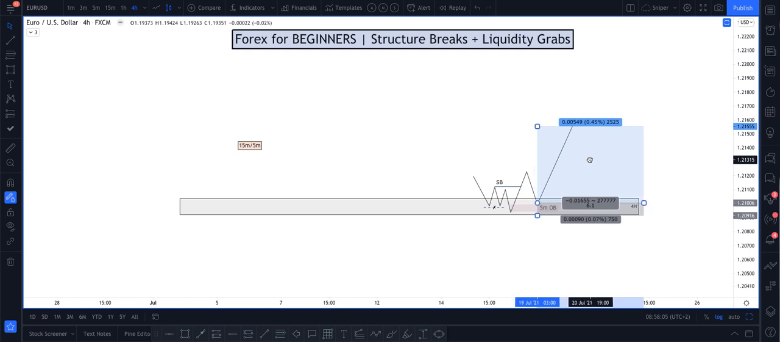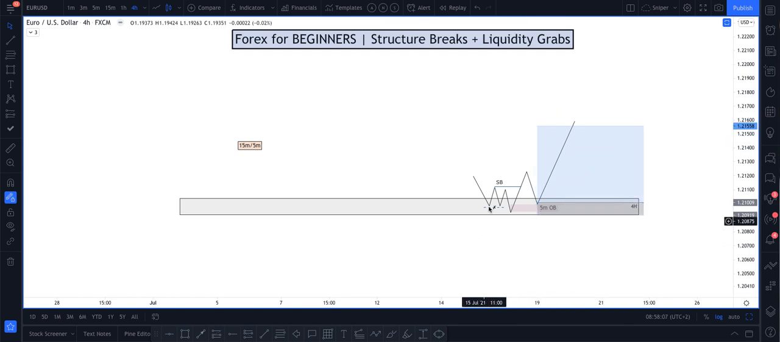This is not an entry and take profit video, just structure breaks and liquidity grab. So we have a liquidity grab, check, so we can give that a check. We have a structure break, check, we can check that as well. And then we need to see price return into the initial range that expanded towards the upside that created that order block. And we have that checked as well. Now there's 3 confirmations for us to take a trade.